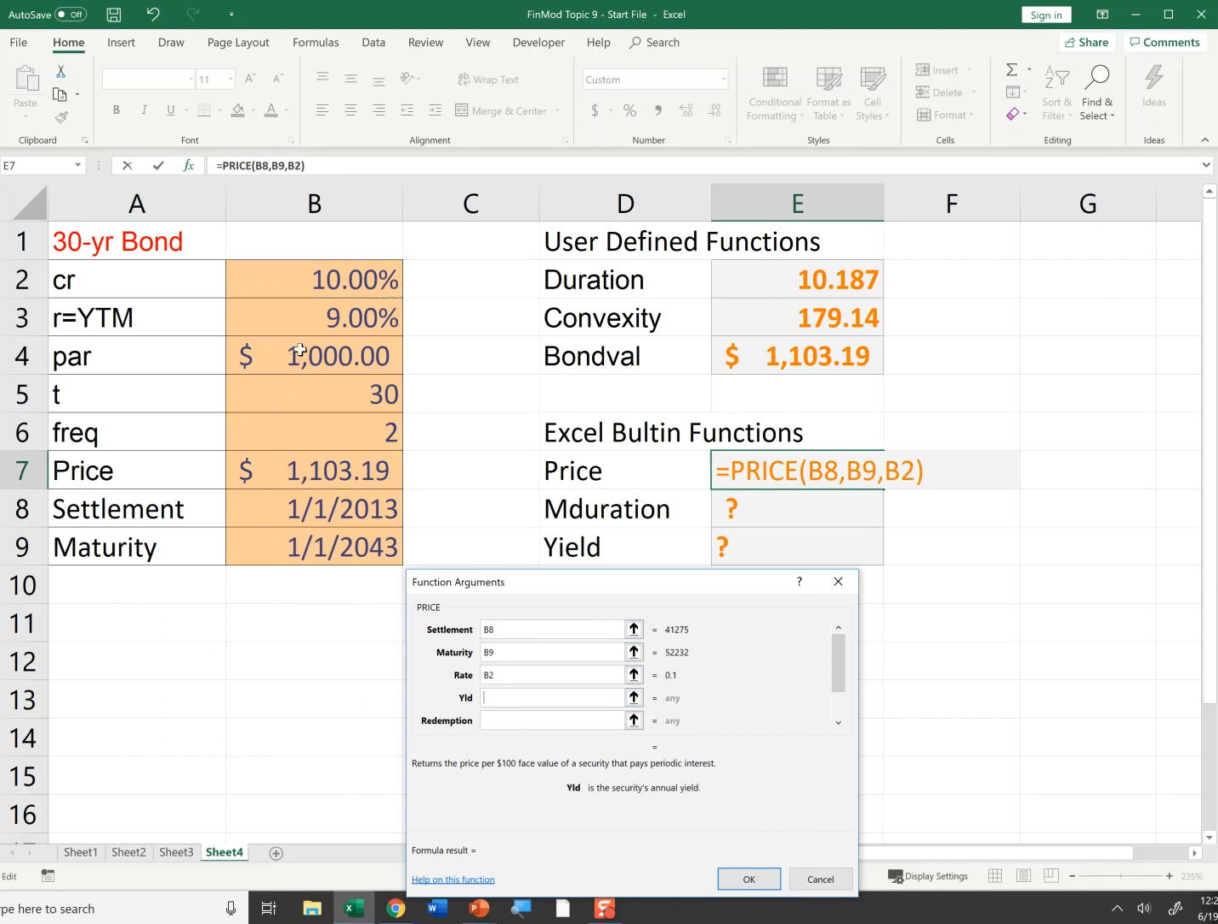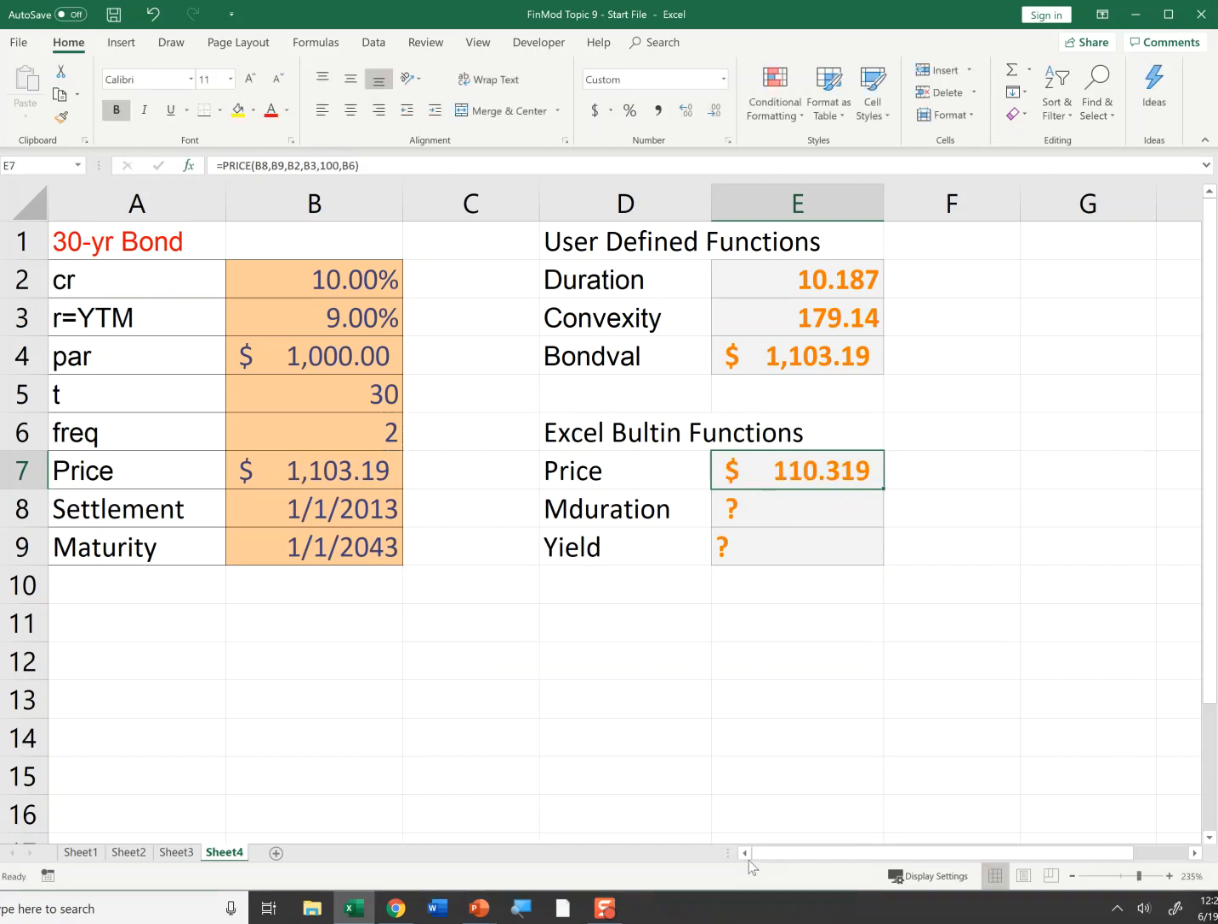The yield to maturity is this yield to maturity right here, which assumes that the bond is selling at par. So I'm going to make R, the discount rate, and the yield to maturity all the same number. And redemption, I'm going to put in 100. And frequency, I'm going to put in 2. And I get this price here, 110.31.